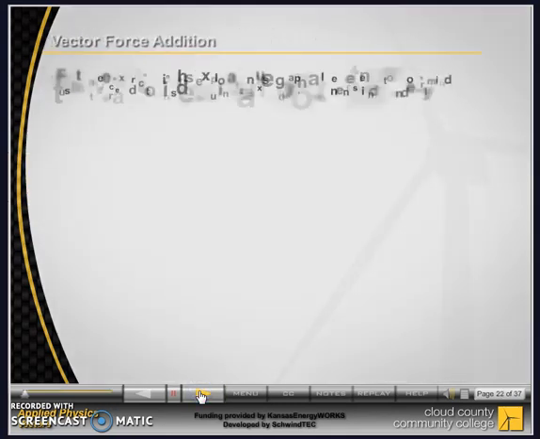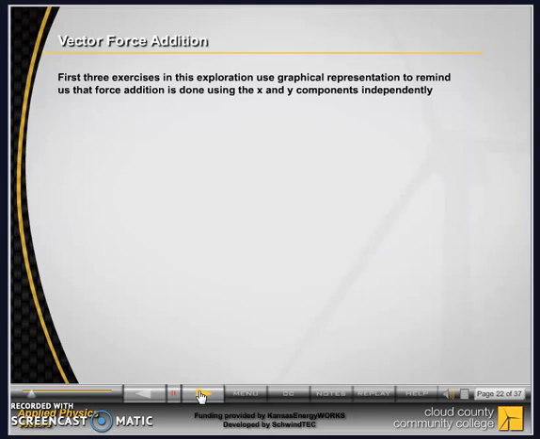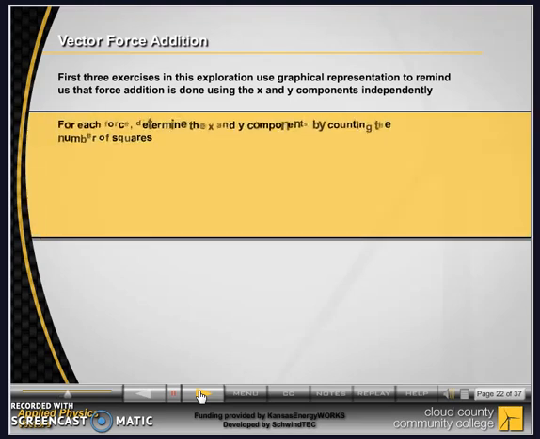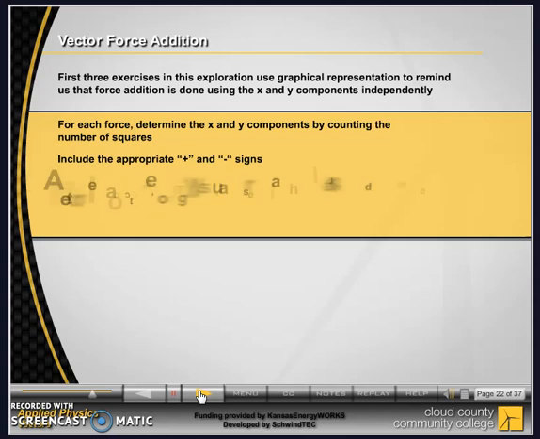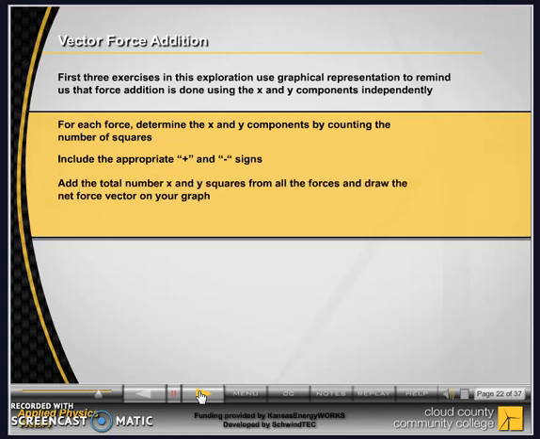The first three exercises in this exploration use graphical representation to remind us that force addition is done using the x and y components independently. Refer to the previous pages if you need to review vector addition. For each force, determine the x and y components by counting the number of squares. Include the appropriate plus and minus signs. Then add the total number of x and y squares from all the forces and draw the net force vector on your graph.